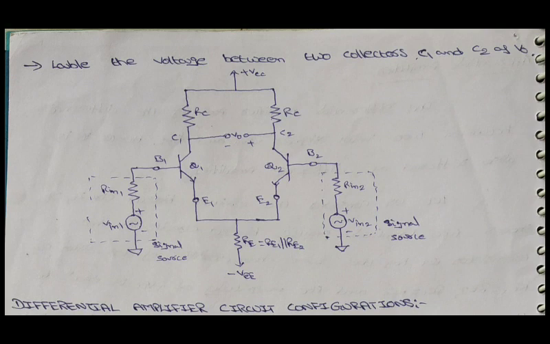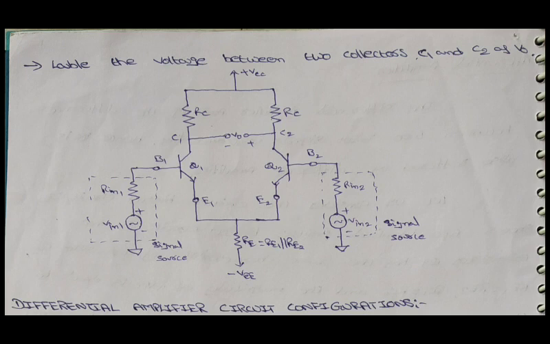So RE is equal to RE1 in parallel with RE2, and here the collector resistances should be equal, RC and RC, and VCC plus VCC, and at the same time minus VE. Why? Because the polarities of the two emitter biased circuits are equal. That's why we need to reconnect those two.